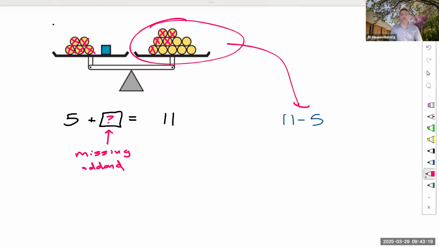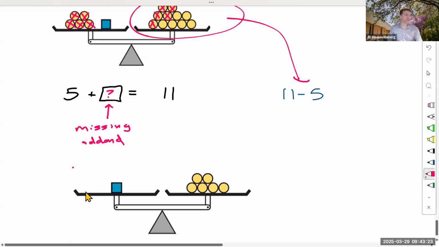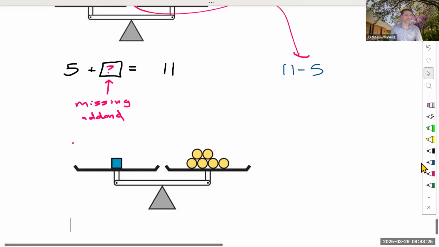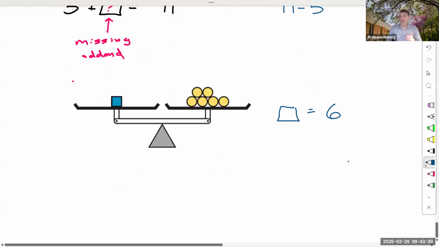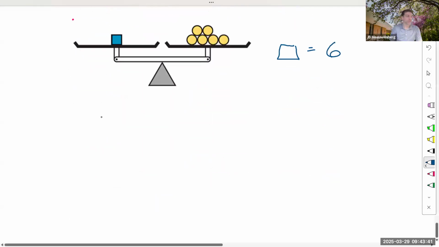When we've done that, we now get a picture that looks like this. And we can see that one of those boxes must be equal to 6 of those little balls. Okay? Now, what we have transitioned to over the years is a process that looks like this.